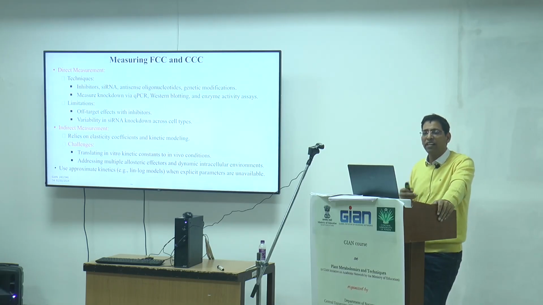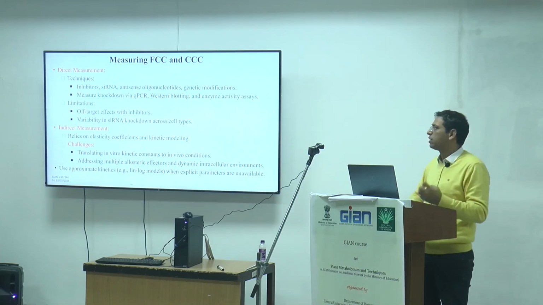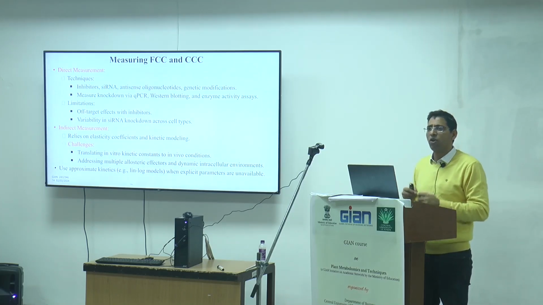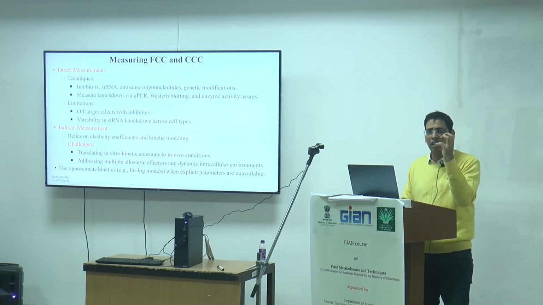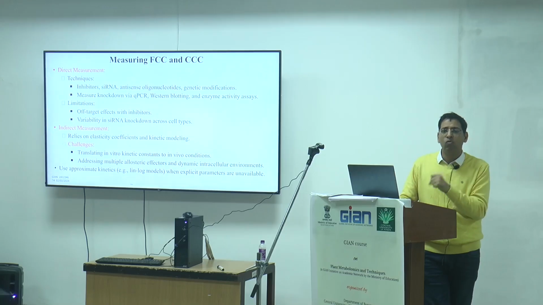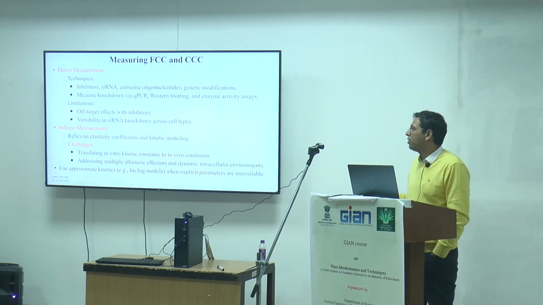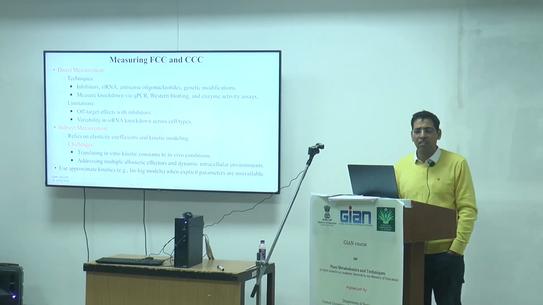So there are direct and indirect measurements. The first one we go ahead with is the direct measurement. In the direct measurements we use certain techniques. The first technique is the inhibitors. You have to understand what the influence of the inhibitor is. What is the influence of small RNA? What is the influence of the antisense approach? What is the influence of oligonucleotides and genetic modifications also?